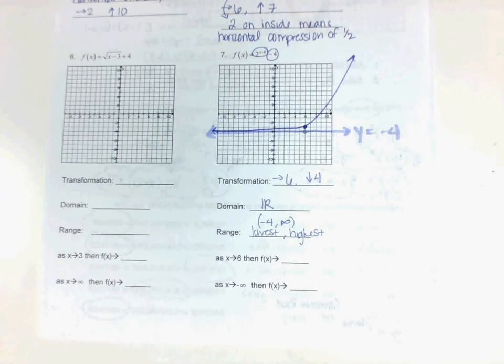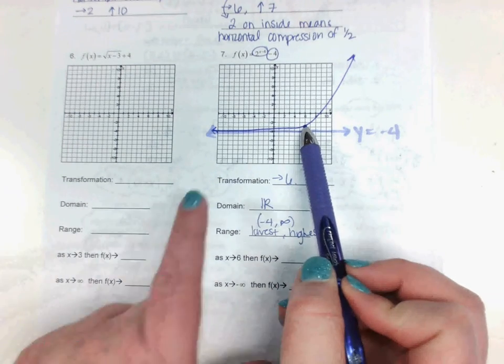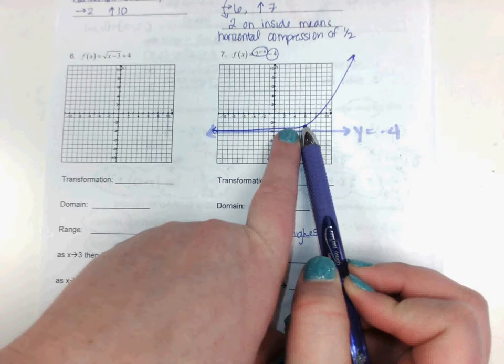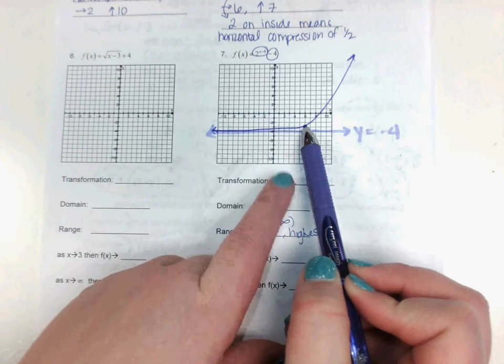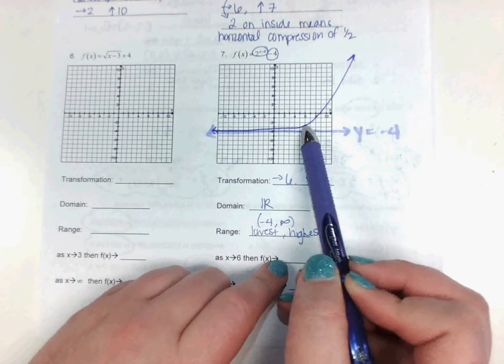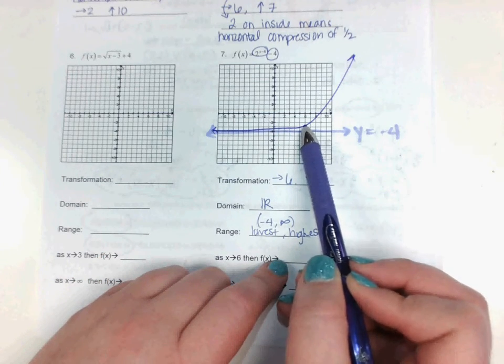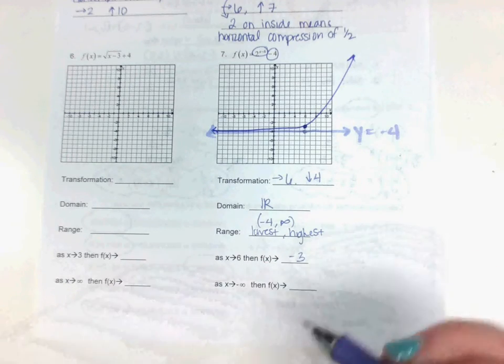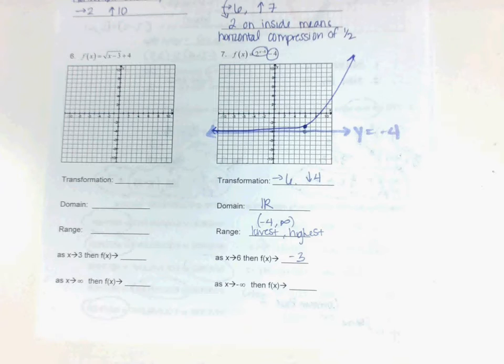Okay, next one, it says, as x approaches 6, what is f of x getting closer to? Okay, well, look at your graph. Here's 6. As I trace from this side, what am I getting closer to? What y value? At 6, what's my y value here at that dot? -3. Okay, remember, -4 is the line I can't touch. So as I trace my graph from this side, it's going to -3. As I trace it from that side, it's going to -3.